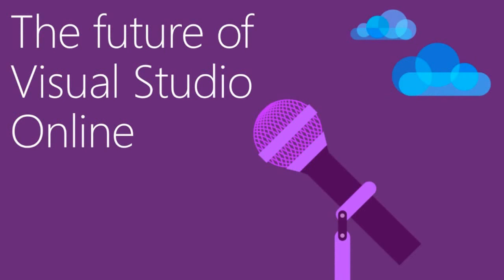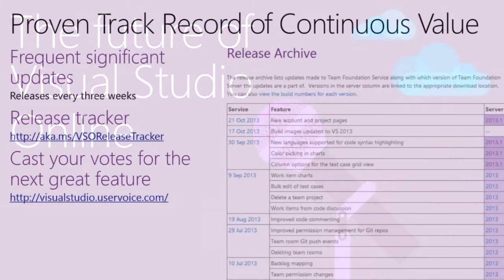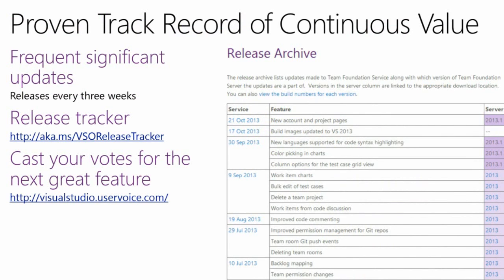We've really transformed the way we deliver software at Microsoft. And what we've done with Visual Studio Online is we've had a proven track record of delivering continuous value over time. We deliver a new release roughly every 3 weeks, which is around our sprint boundaries. You can go back to our release tracker and keep track of what new features we've been introducing in each of those releases, and that's a good way of keeping up to date. So you'll get new features roughly every 3 weeks.